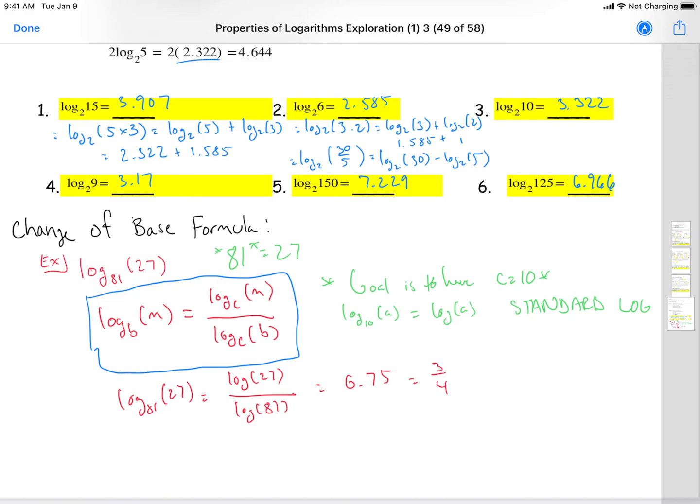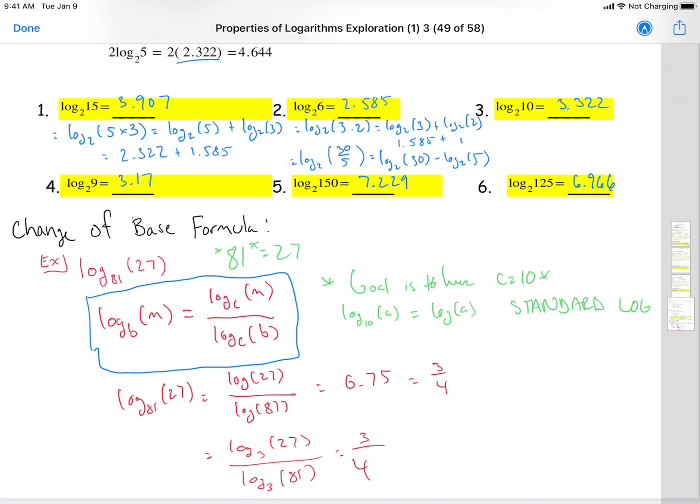Well, why does that work? Let's think about it this way. What if, instead of log base 10, I did log base 3 of 27 over log base 3 of 81? 3 to what power is 27? 3. 3 to what power is 81? 4. So it still works. Okay?